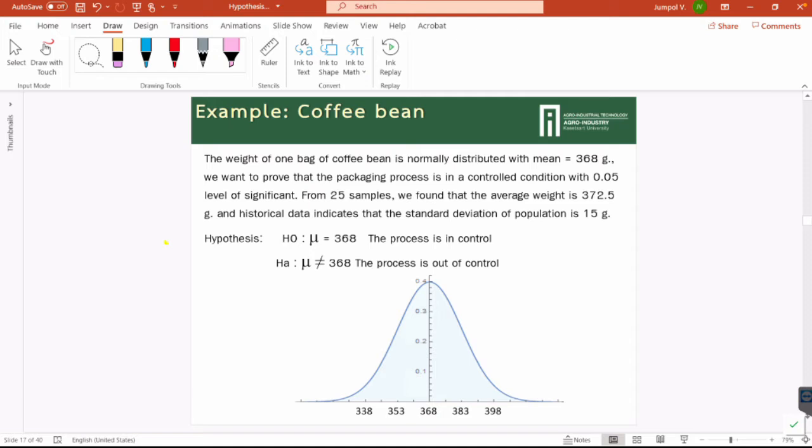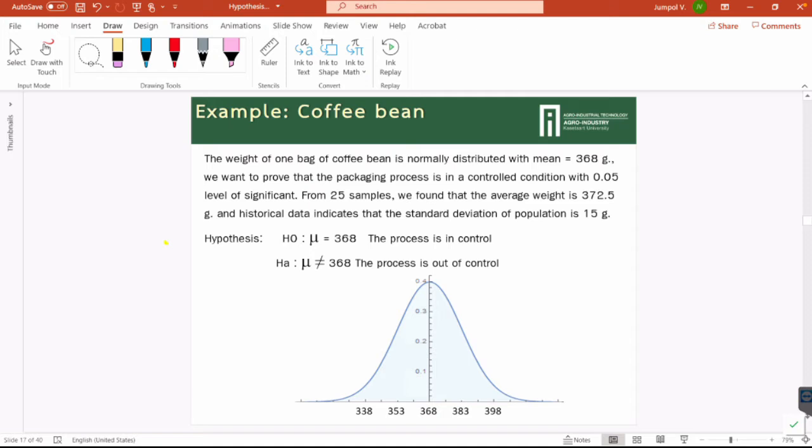So in order to test this hypothesis, we randomly sample 25 samples, and the average weight of the samples is 362.5 grams. We also know that the standard deviation of the population is 15 grams.